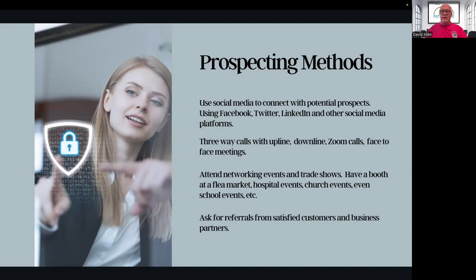We just recently did an event at a gym. We contacted the gym. They were fine with us putting up a little table with some banners and introducing the products to their people coming in to work out. One of the other important things that we fail to do a lot of times is ask for referrals. So ask for referrals from your satisfied customers and business partners. Those are always great.